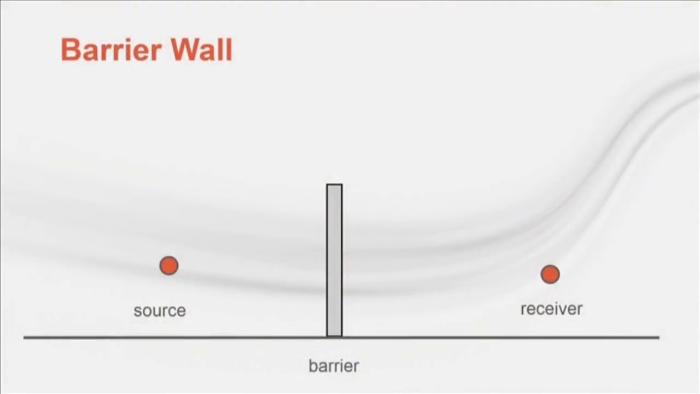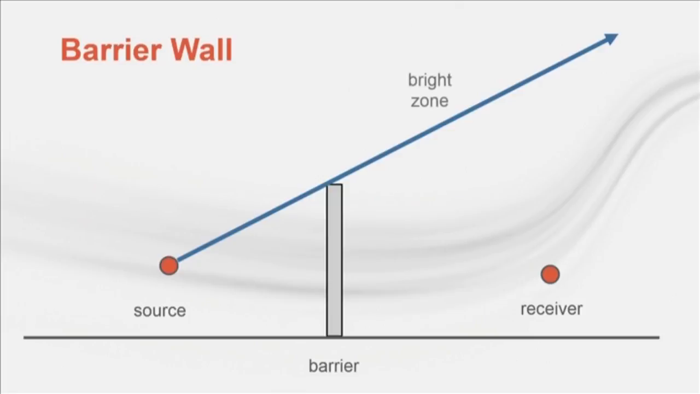The slide shows a sound source and receiver separated by a barrier wall. Some of the sound leaving the source is reflected by the barrier. A portion of the sound is transmitted through the wall and a portion is absorbed by the wall. What is left is the sound that goes over the barrier. A line connecting the source to the top of the barrier divides the area that will be attenuated by the wall from an area that is unaffected by the barrier wall, called the bright zone.